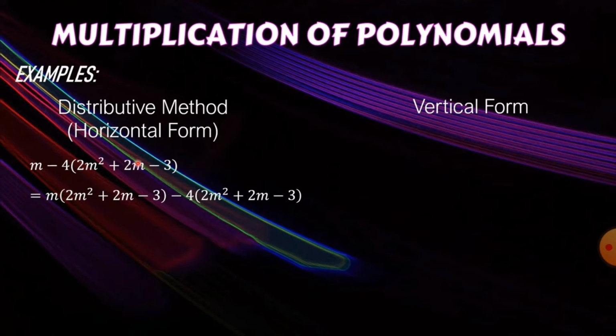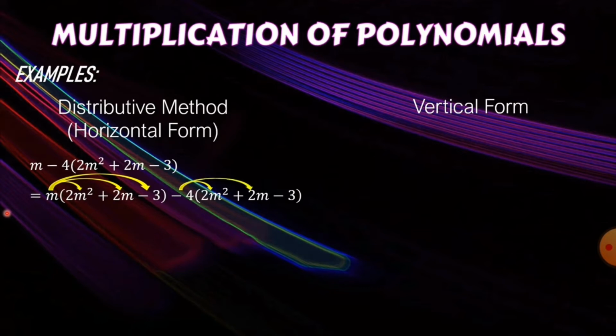So the same we did earlier, yung monomial by polynomial. So when you distribute, we just multiply. So m times 2m squared, then m times 2m, and then m times negative 3. Okay? So that's distributive property.